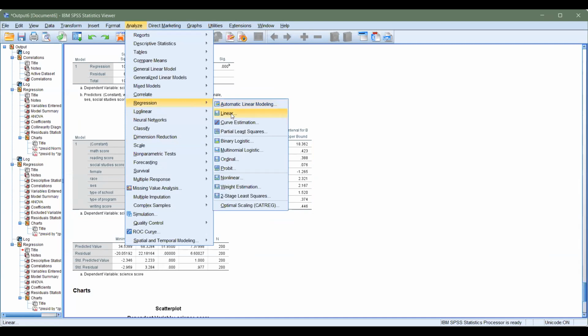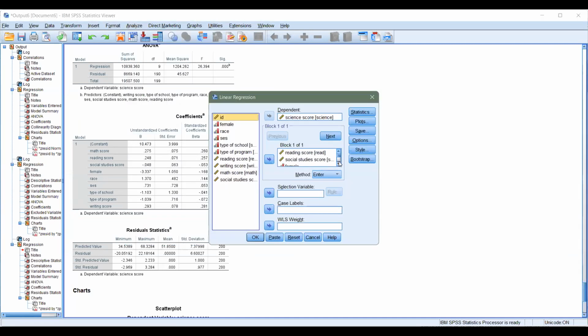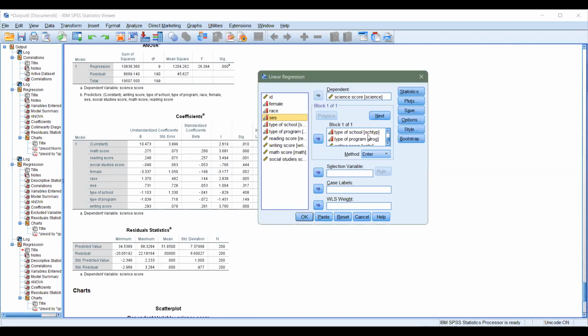So in regression, we have to remove these. What was the socioeconomic status? Type of school was there. Let me see the p-value. Yes, type of school we don't need, and type of program we don't need. Type of school, socioeconomic status, and social studies score. Yes. So I'm removing all these and running the same program again with the enter method.